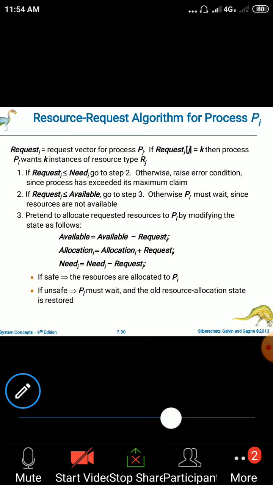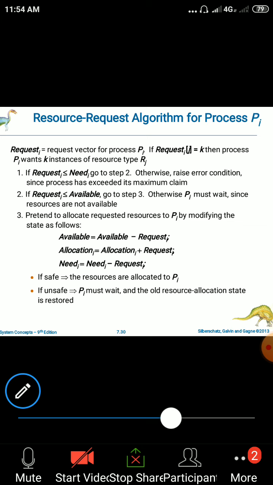This algorithm determines whether the request can be safely granted to the requesting process or not. By using the safety algorithm, we determine whether the system will be in the safe state or not, and by using the resource request algorithm, we determine whether the request can be safely granted or not. If it can be granted, then the system should remain in the safe state. By considering that, we decide whether the requested resources are to be allocated to the requesting process or not. So we will see this algorithm.